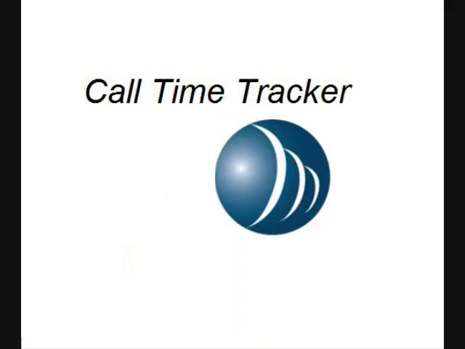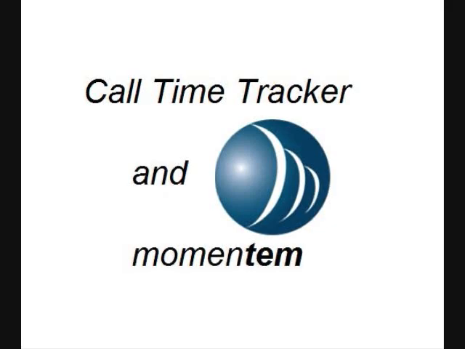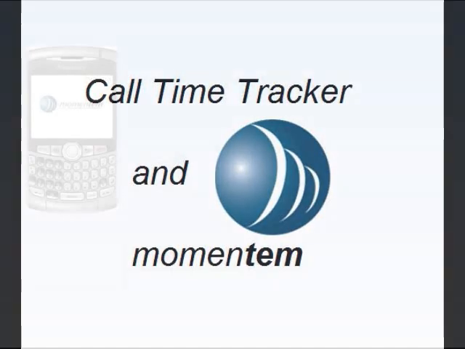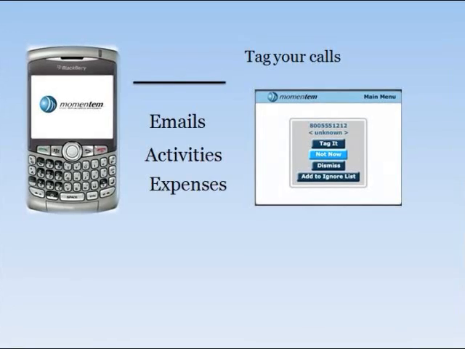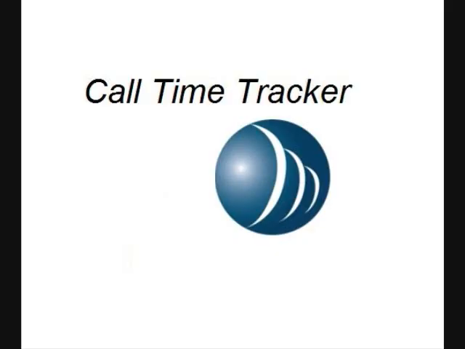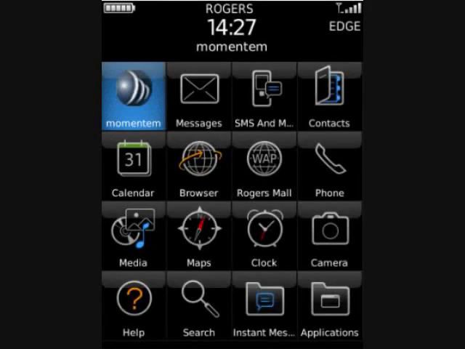We have two versions of our service. Call Time Tracker is our free entry-level version, and Momentem is our premium subscription version for around $8 a month. With Momentem, you can log your calls, emails, activities and expenses, whereas with Call Time Tracker, it's only calls and emails. With Momentem, you can request unlimited customized reports from the system whenever you need them, for example when it's time to make sense of your bill or when it's time to do your billing and expense claims. Whereas with Call Time Tracker, we automatically send you one report at the end of every month.